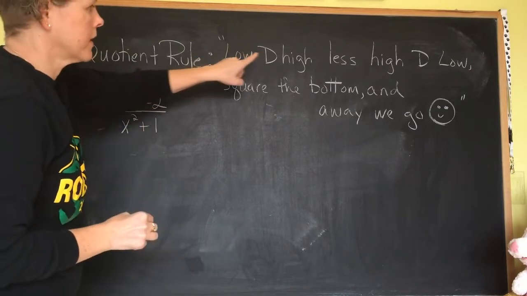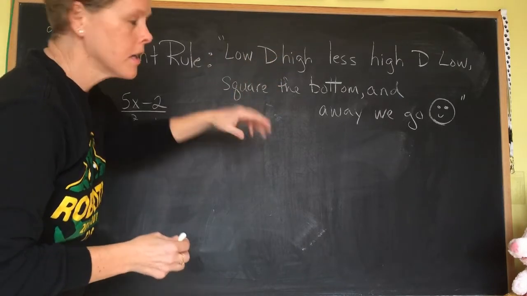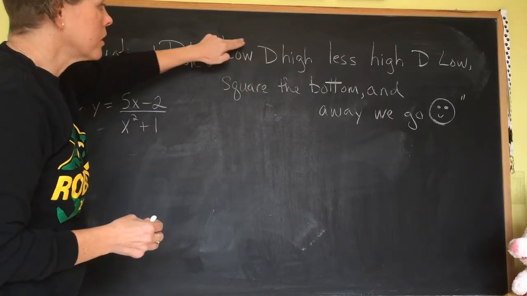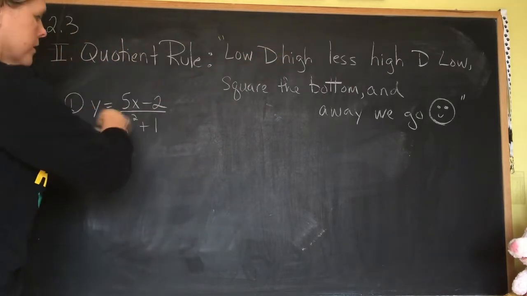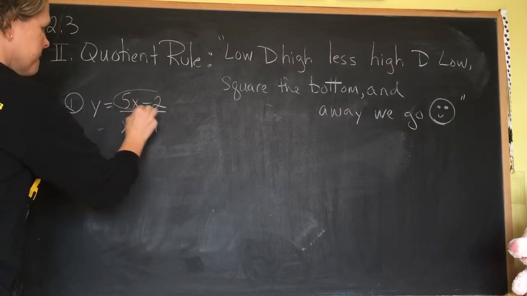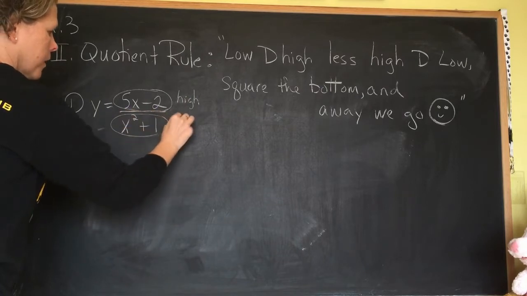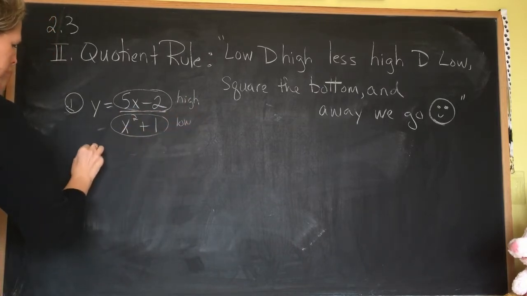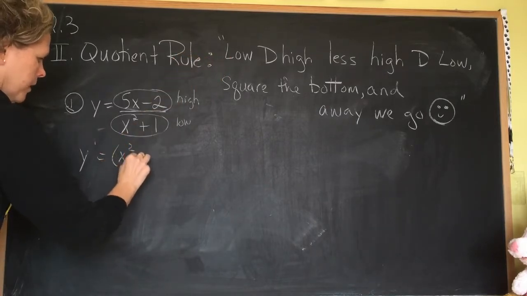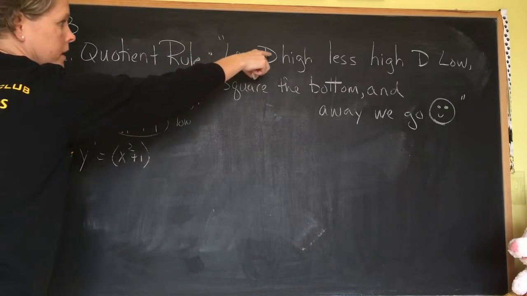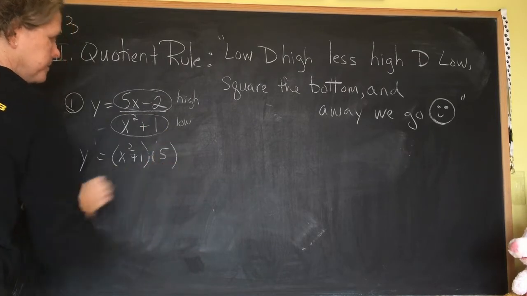Okay, so now for our fun phrase. If we said denominator and numerator, it wouldn't be such a fun phrase. So we use low and high. So low is really the denominator. High is really the numerator. Okay, so here we go. Here's our quotient. Here's our high part. Here's the low part. All right, derivative says, take the low part. So I'm going to just rewrite the low part. Take the derivative of the high. Well, the derivative of 5x minus 2 is just 5.